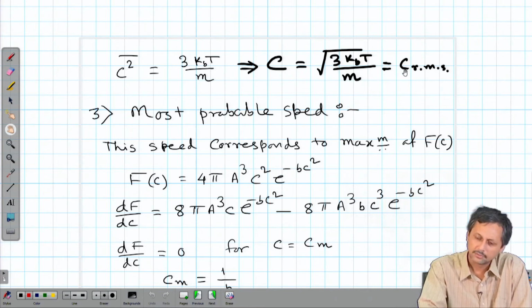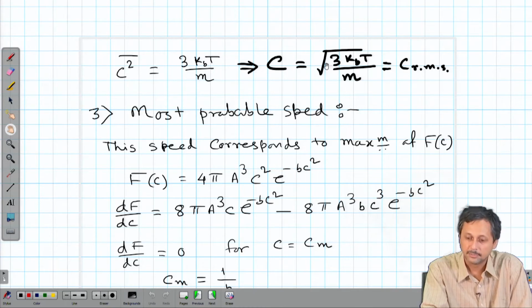Also, it is convenient to write this as small c with a subscript of RMS. So, we can either write capital C or we can write C RMS, and the expression is root over 3 kBT by m.